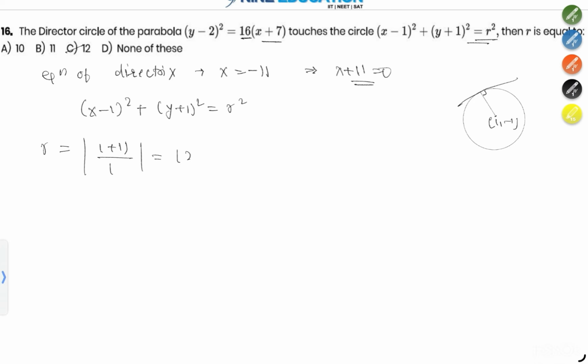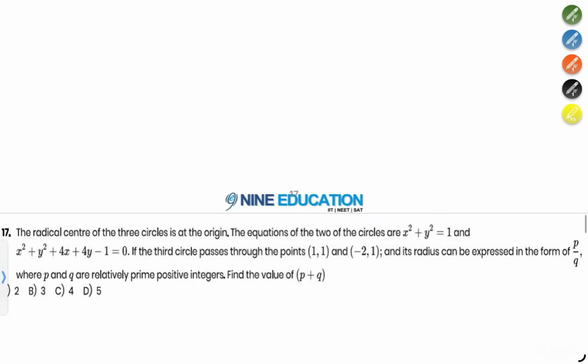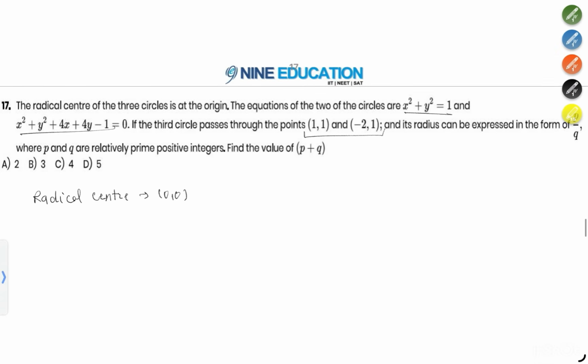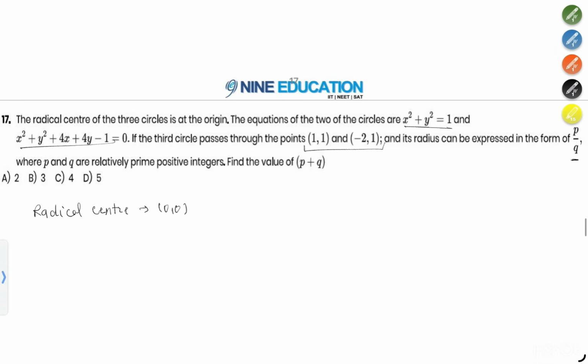Okay, now let us move to the next question. That is question number 17. In question number 17, they have given the radical center of three circles is the origin. So it means 0 comma 0 is the radical center. Two equations of circles are given to us. Then the third equation of circle passes through these 2 points and the radius can be expressed in the form of p by q. We have to find p and q. In this condition they are asking.